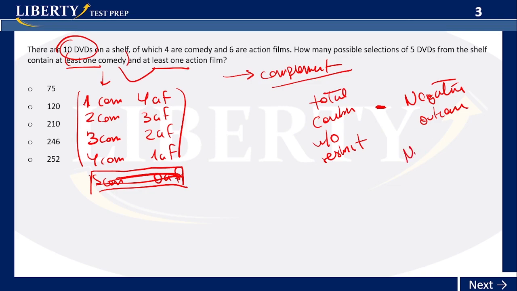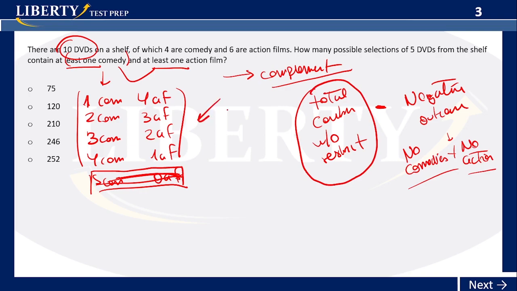No comedies, right? No comedies or no action films. That will be the negative outcome. If we subtract that from the total combination, we are going to get this. That's what's left, basically, right?